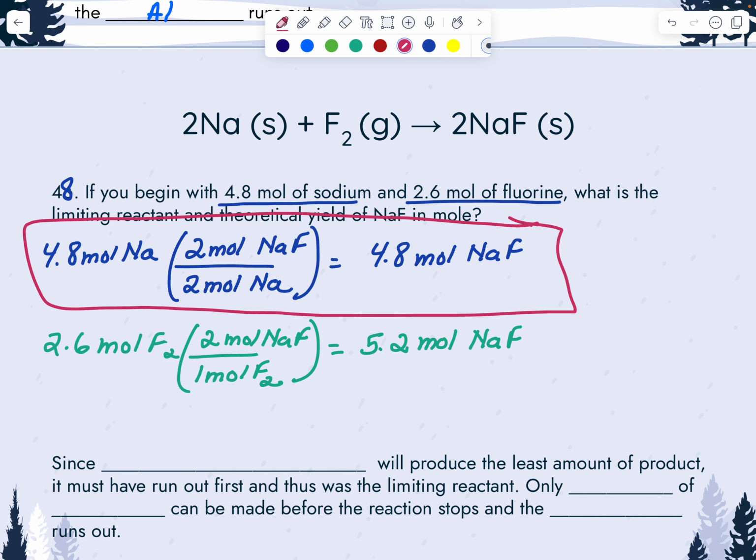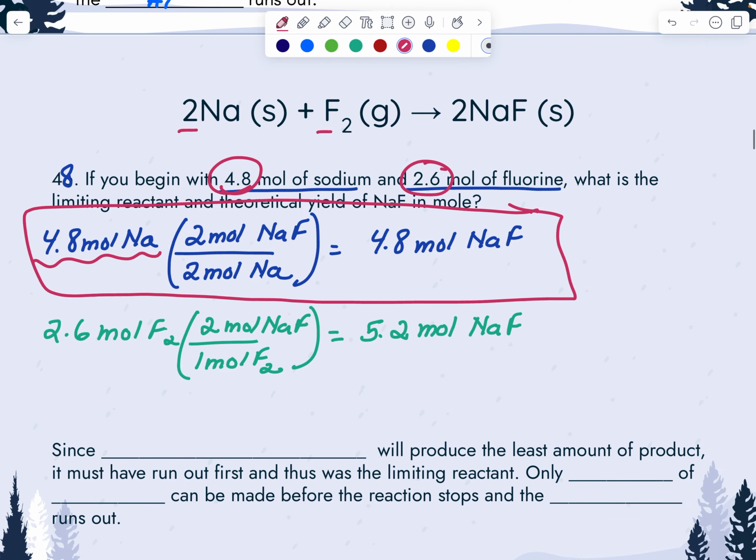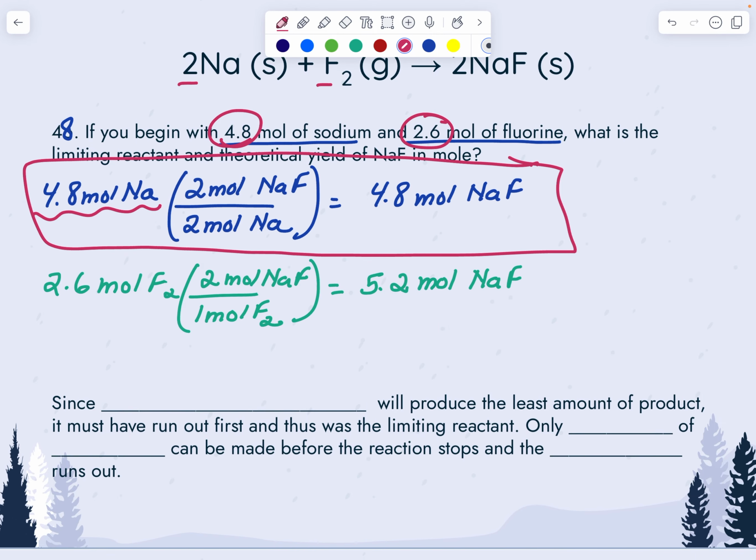That's important. The other one that I want to point out to you is a lot of students want to say it's the lower number of these. But you have to look at the coefficients from the balanced chemical equation, because was fluorine the limiting reactant? No, it wasn't. The sodium was the limiting reactant. So we can't look at just the numbers. We do actually have to do this process.